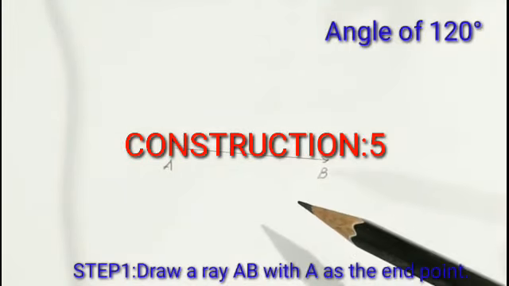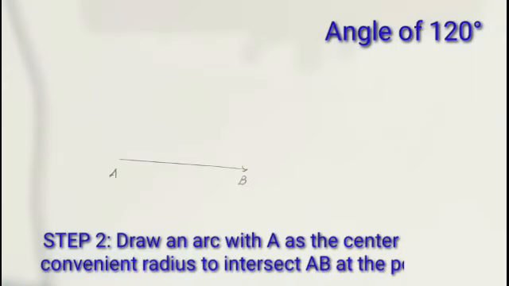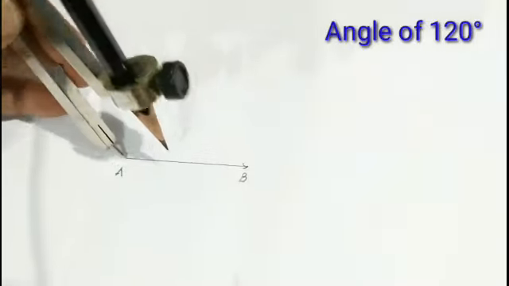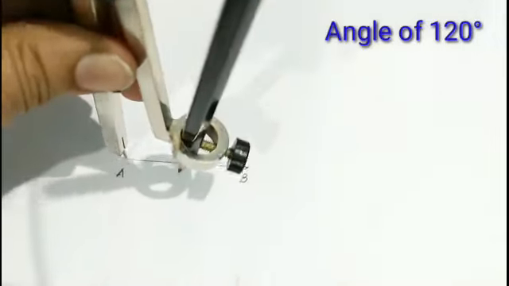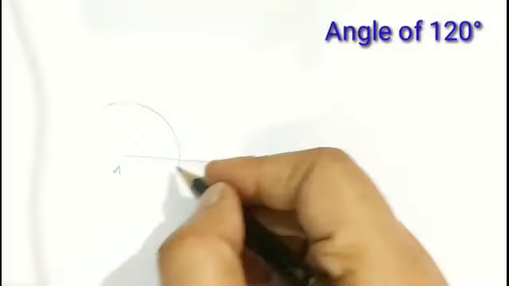To construct an angle of 120 degrees, step 1. Draw a ray AB with A as the endpoint. Step 2. Draw an arc with A as a center and a convenient radius to intersect AB at the point P. So let's follow step 2. A as center of convenient radius, draw an arc which intersects AB at point P.